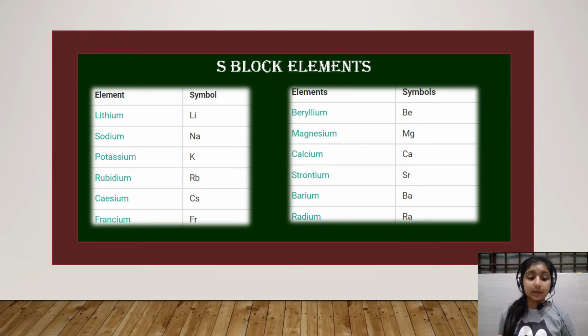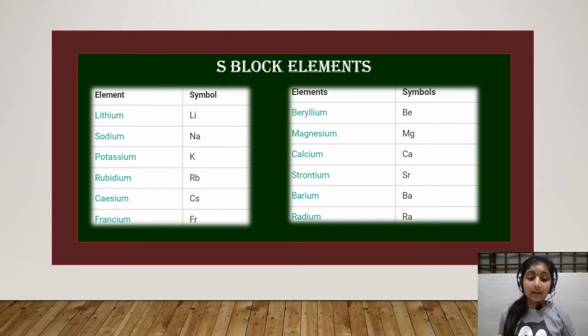And the potassium, it is written as K, but it doesn't contain any K in its spelling. So you may be able to understand that it may have its Latin name. So what is its Latin name? Its Latin name is Kalium. It contains K, so it is abbreviated as K. So the potassium symbol is K.